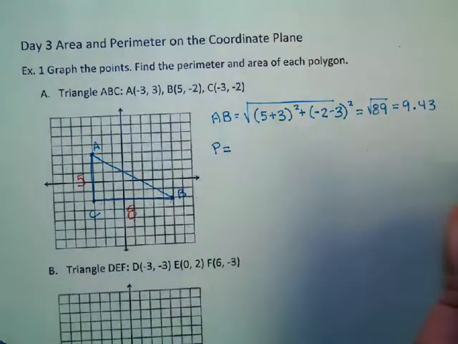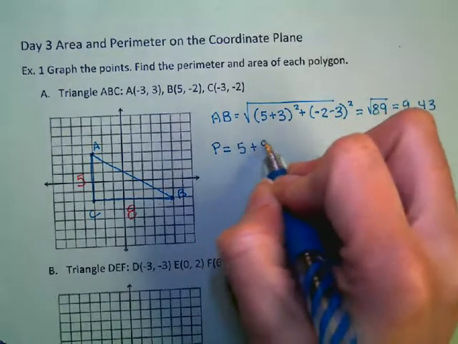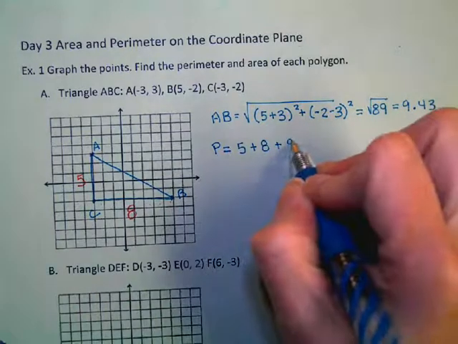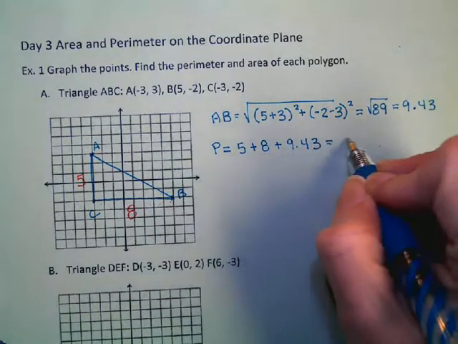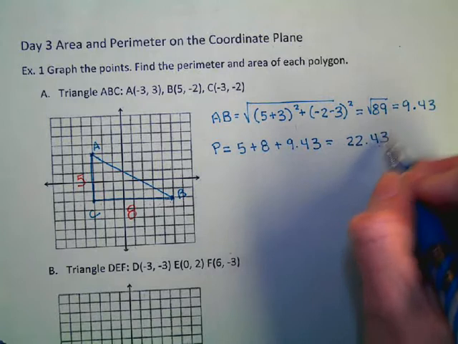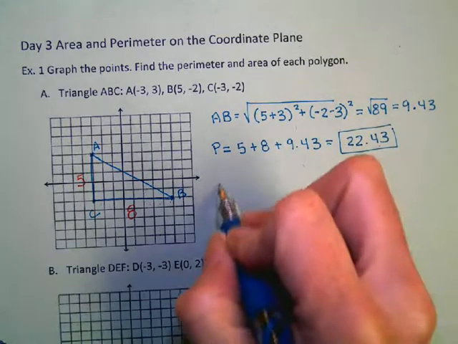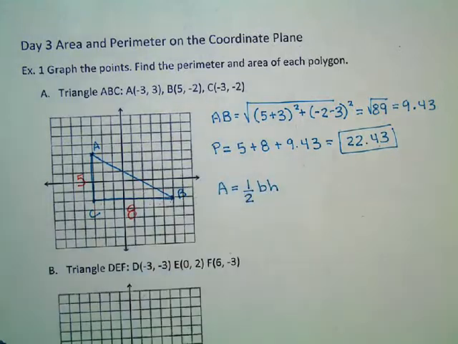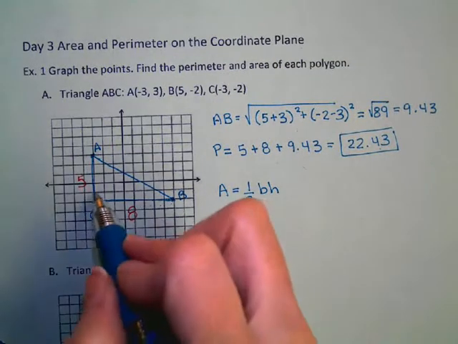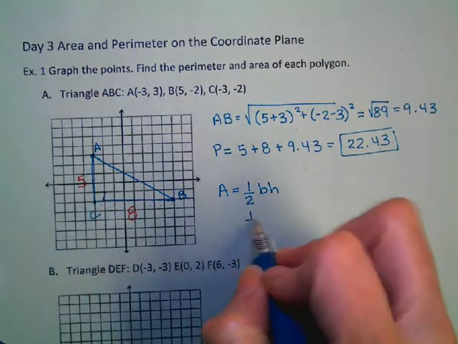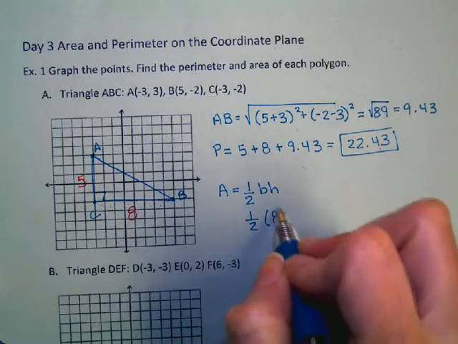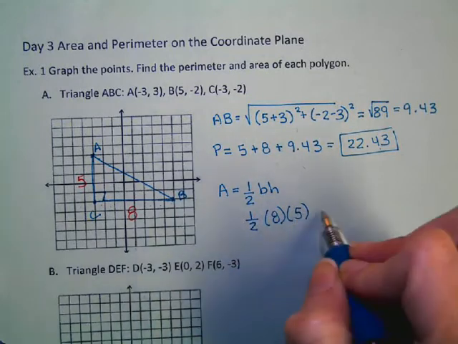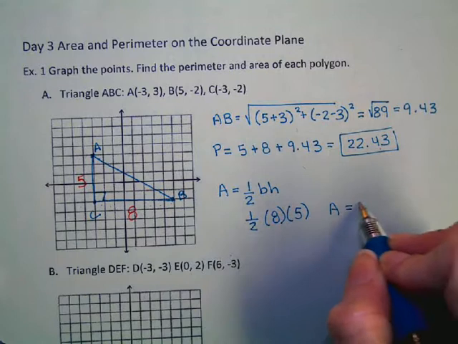So perimeter is adding up all our sides. If we take 5 plus 8 plus 9.43, you'll get a total perimeter of 22.43. The area formula for a triangle is 1/2 base times height. In all our pictures, remember, the base and the height are located at the 90-degree corner. In a right triangle, it should be easy to see where that right angle is. I'm going to use 1/2, my base of 8, and a height of 5. So my area for this one is 20.